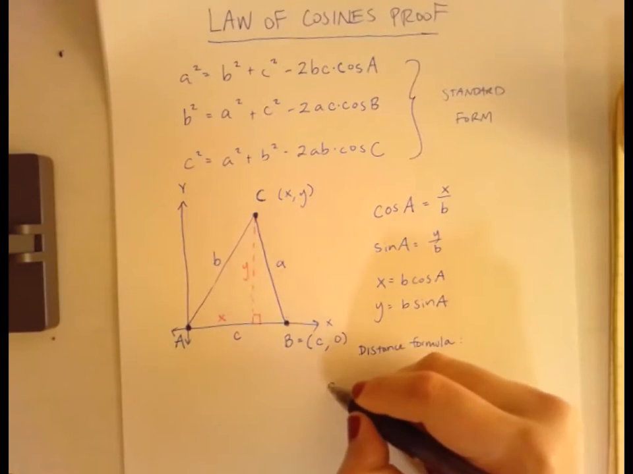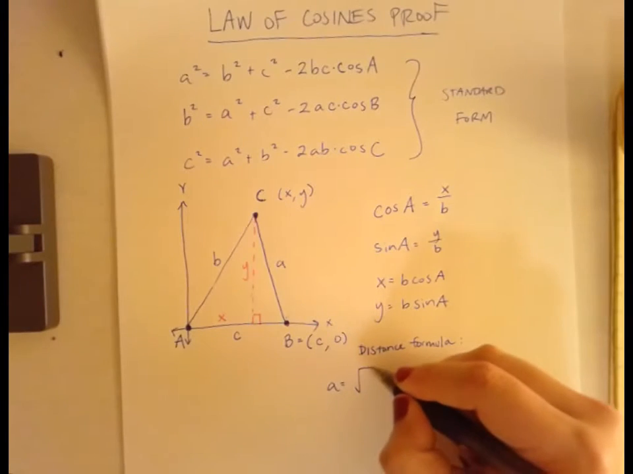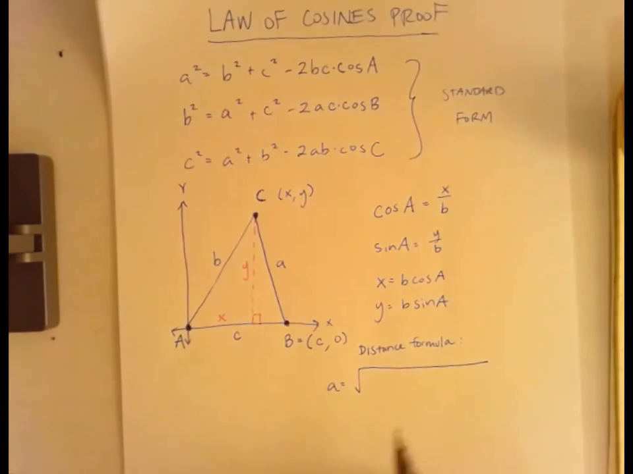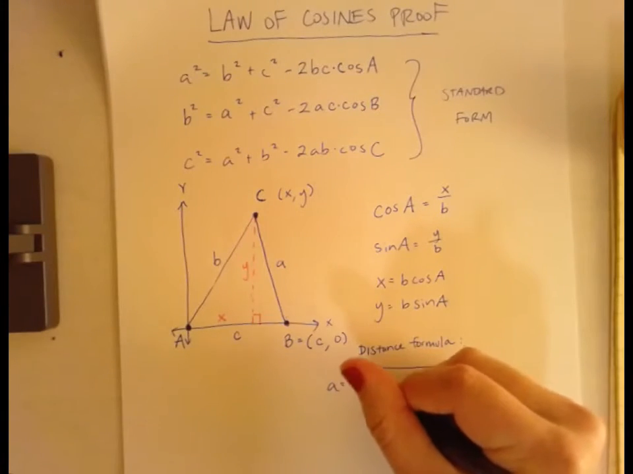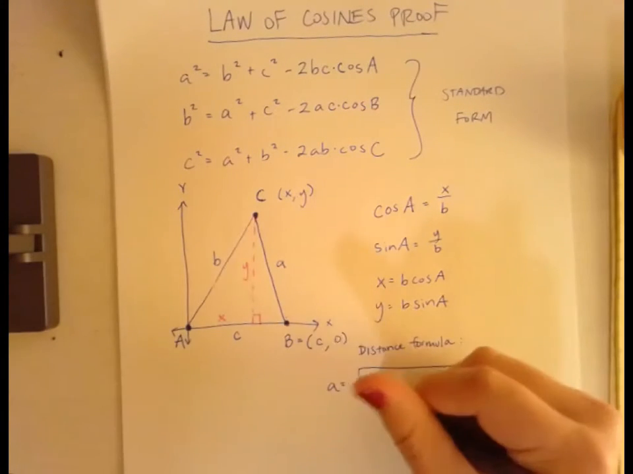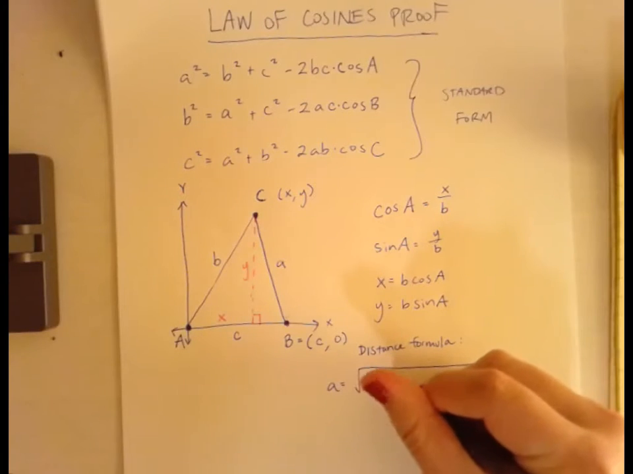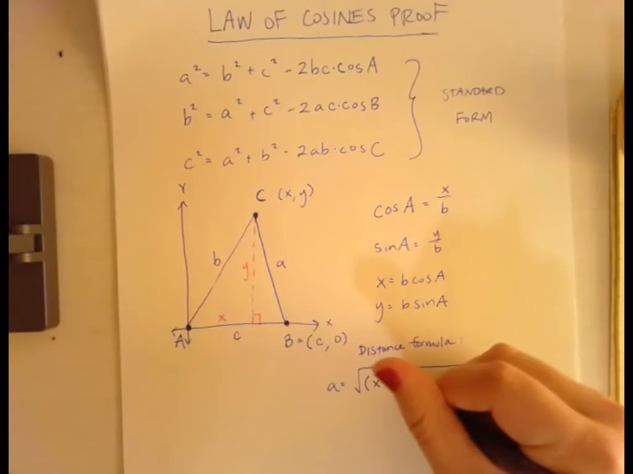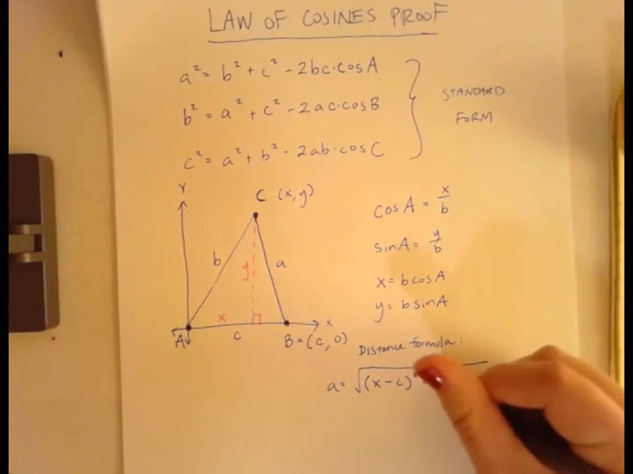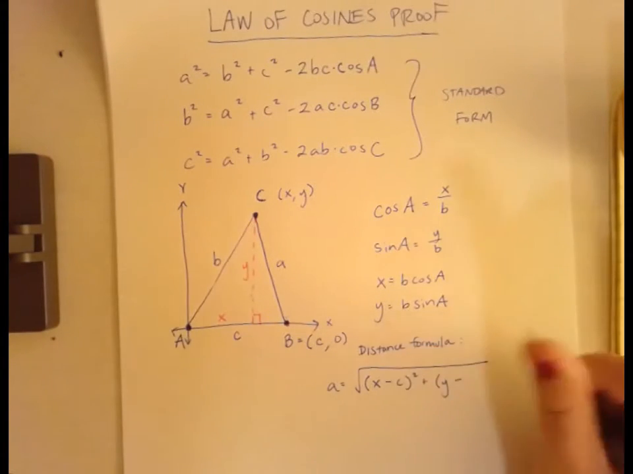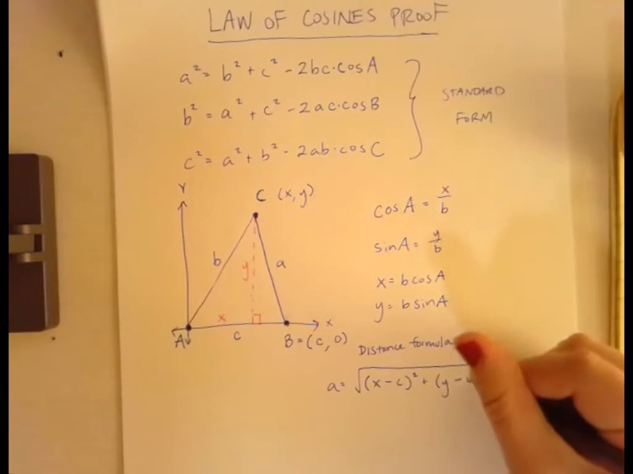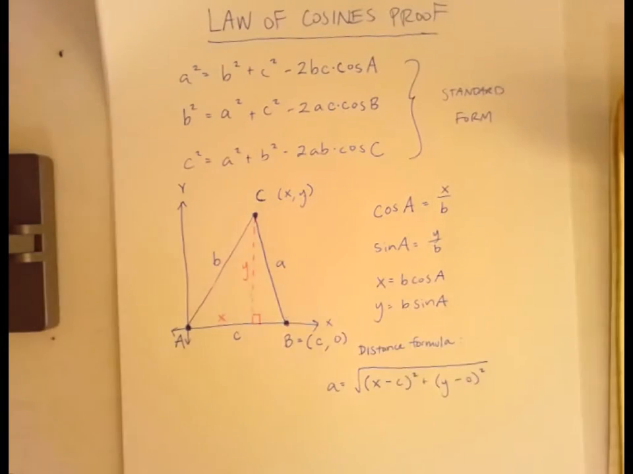And I can say that A is actually the square root. Right, that's what the distance formula goes. It goes square root, and then it goes parentheses x2 minus x1 squared plus y2 minus y1 squared.